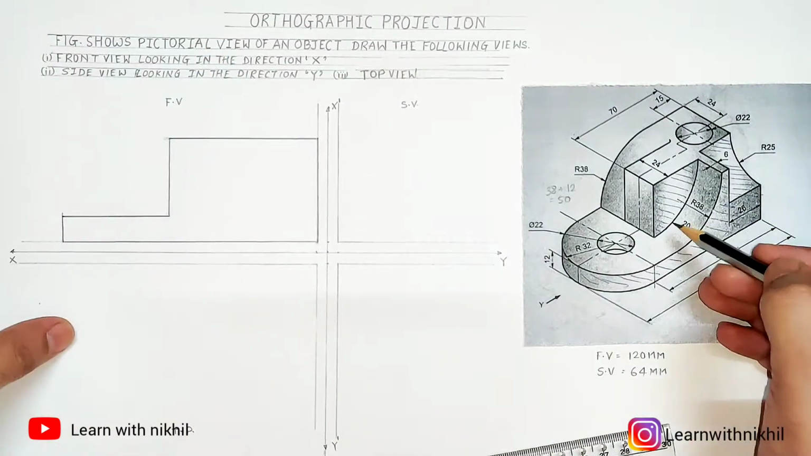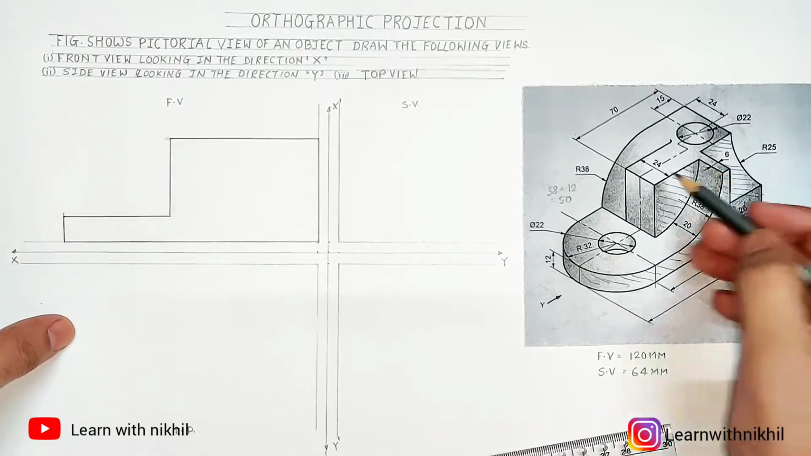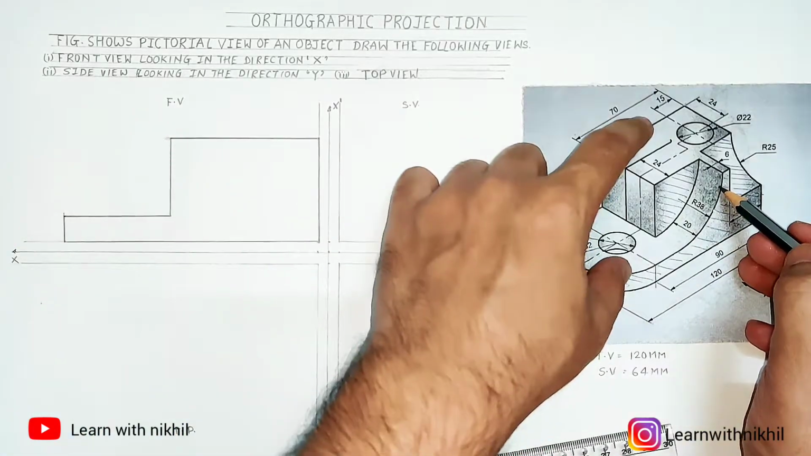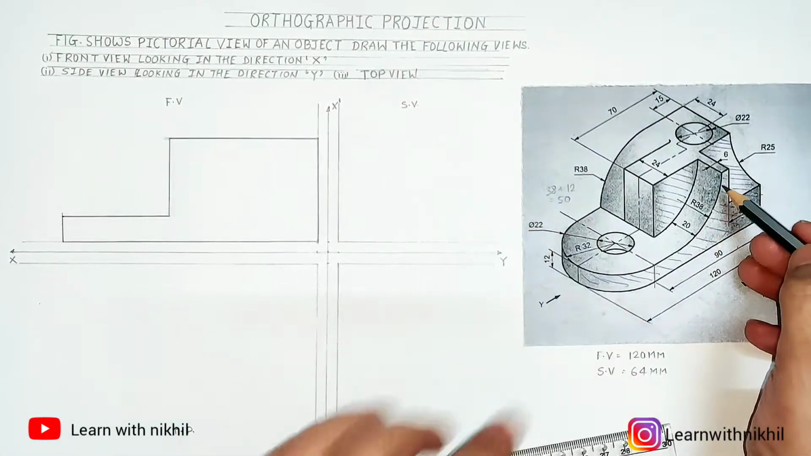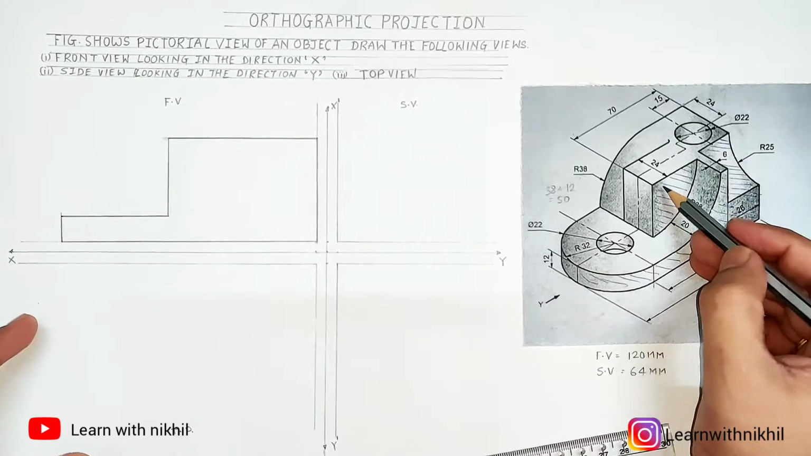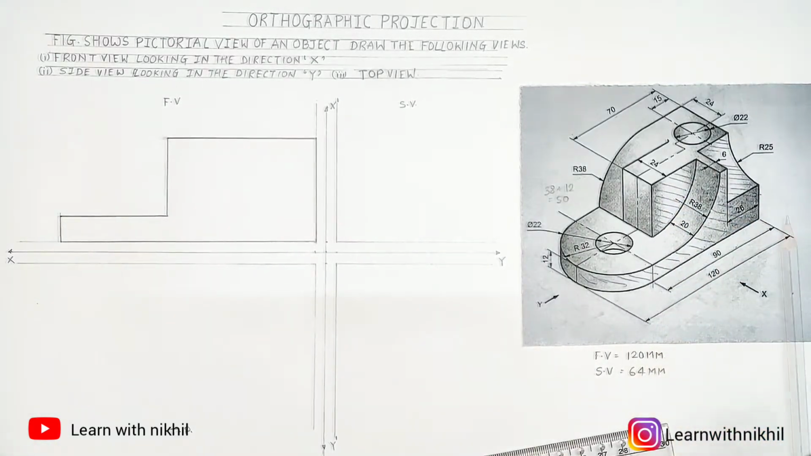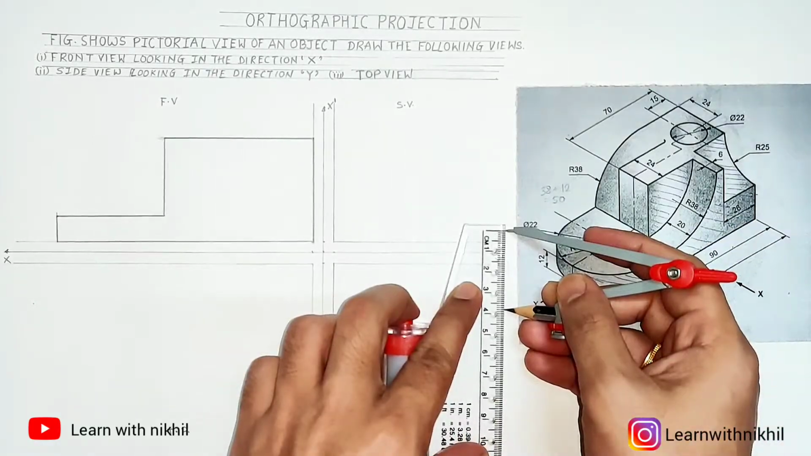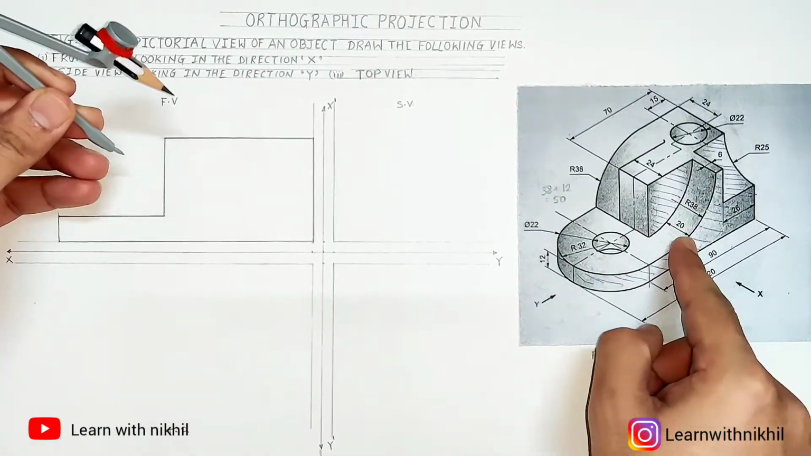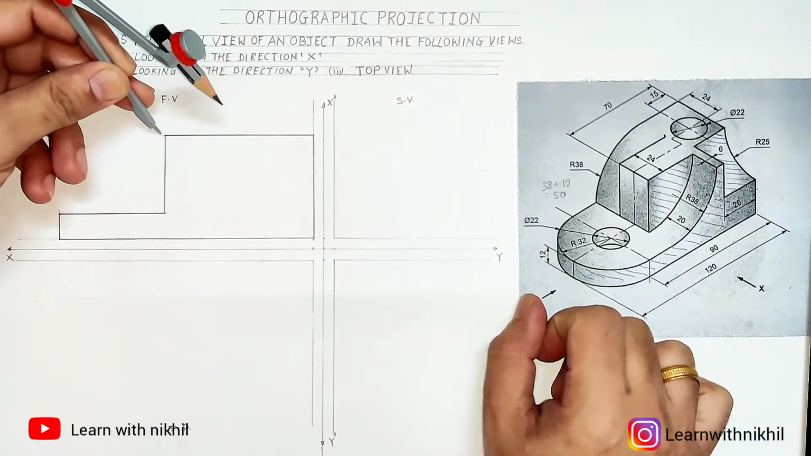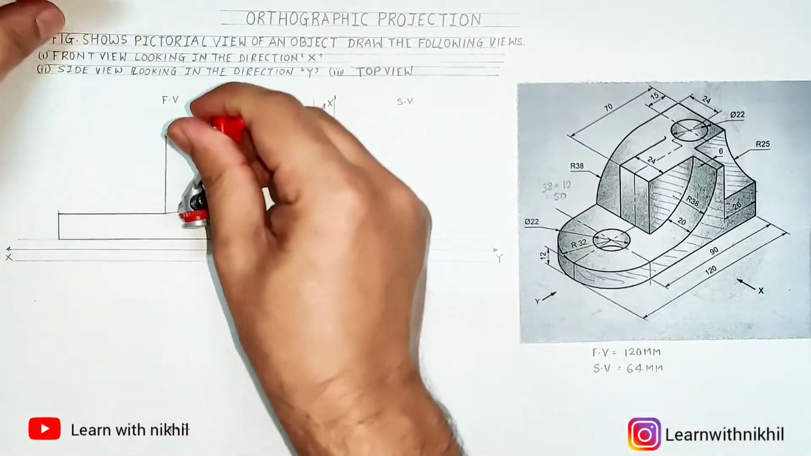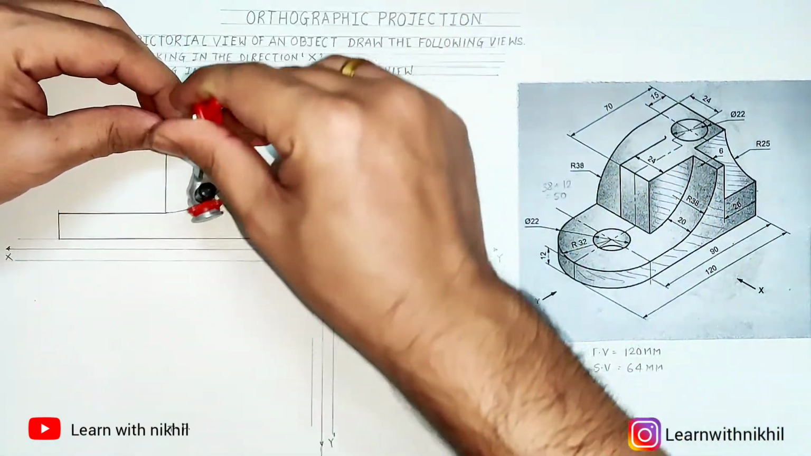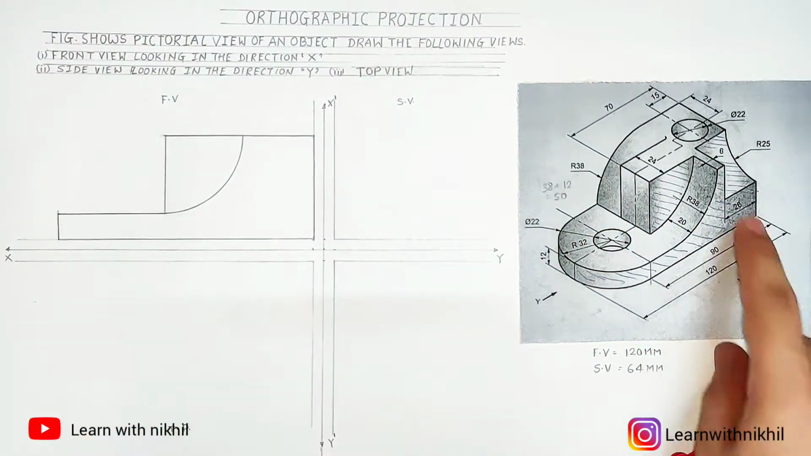Now we have the semicircle part or this curved part. The radius given is 38. So this curved part, radius given is 38 and it is from this point. So on compass we will take radius as 38 millimeter and from this point we will draw the curve with radius as 38 millimeter.